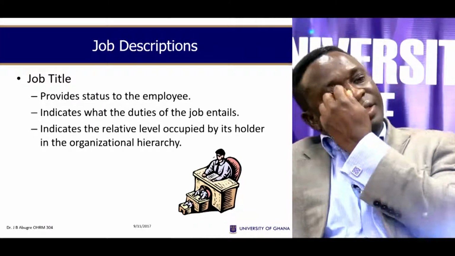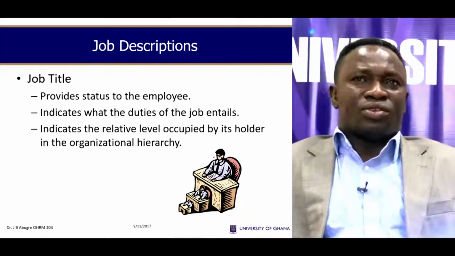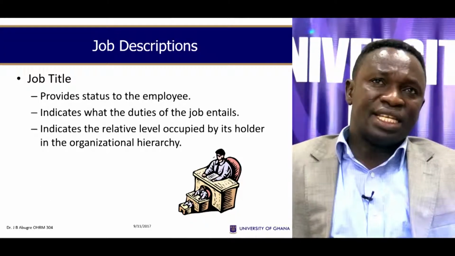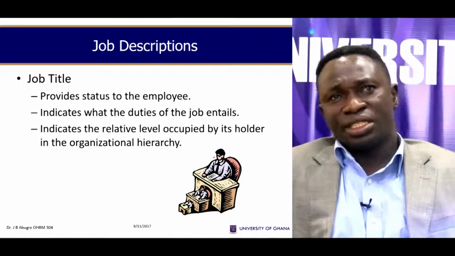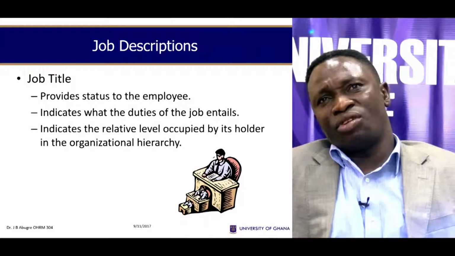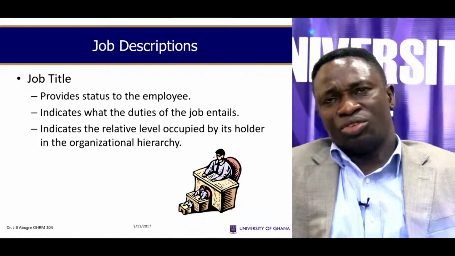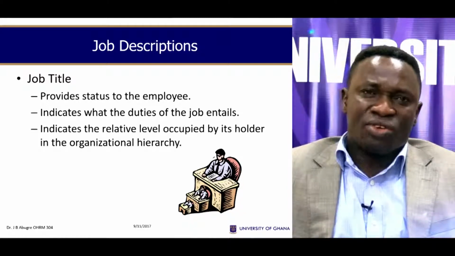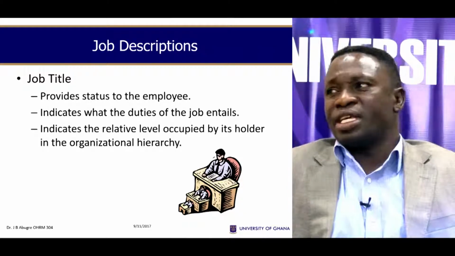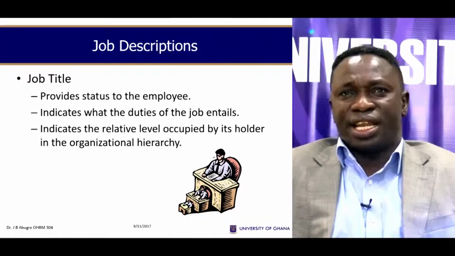So, job titles in detail. The job title provides status to the employee. It indicates what the duties of the job entail. It indicates the relative level occupied by each holder in the organizational hierarchy. So a senior person, for instance, can have what is called managing director. Then we say assistant or deputy managing director.